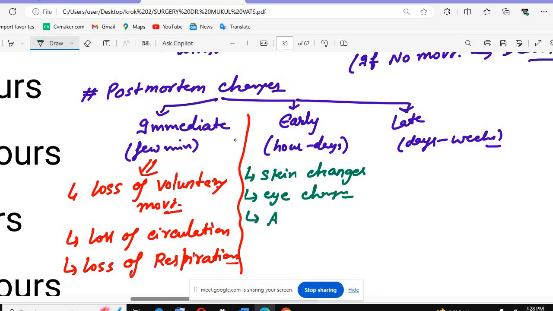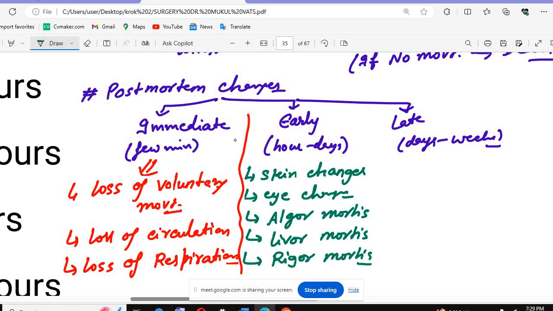Algor mortis, this early one, they will ask you this one. After that livor mortis, and after that what you will see, rigor mortis. This is the important one. So you see there are skin changes, eye changes, algor mortis, livor mortis, and rigor mortis.